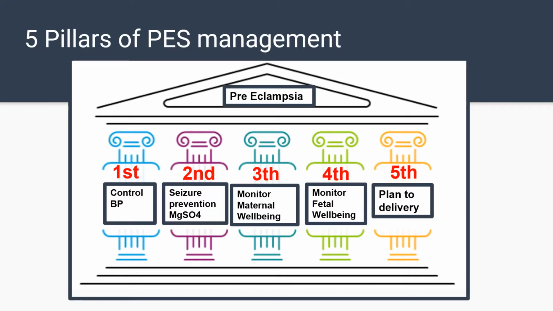These are the 5 important parts of the treatment of preeclampsia. If we forget one of these pillars of the treatment, the whole building can fall down. So the preeclampsia is this building, and the treatment is in order of time. The first pillar, the first thing that you have to do, is control BP. The second pillar, the seizure prevention with magnesium sulfate.